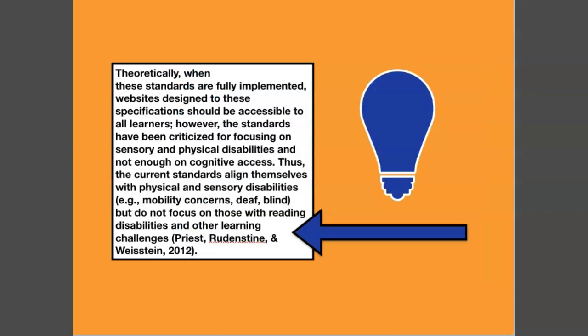This lesson here was particularly poignant. It says, theoretically, these standards are fully implemented. Websites designed to these specifications should be accessible to all learners. However, the standards have been criticized for focusing on sensory and physical disabilities and not enough on cognitive access. Thus, the current standards align themselves with physical and sensory disabilities, e.g. mobility concerns, deaf, blind, but do not focus on those with reading disabilities or other learning challenges, such as Priest, Rudenstein, and Westing, 2012. Now, this was something that I myself had not considered, but will need to consider moving forward.